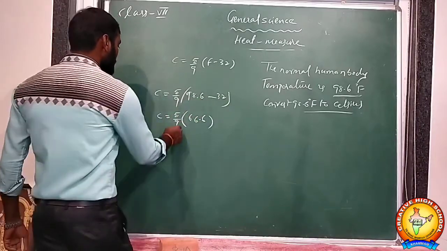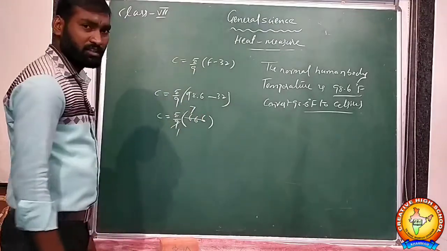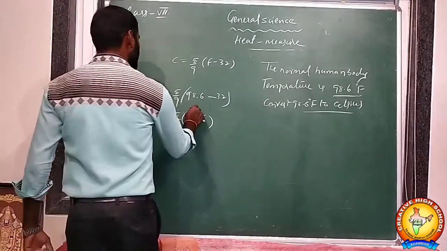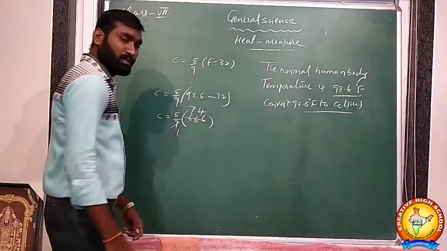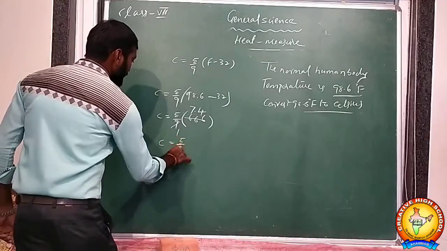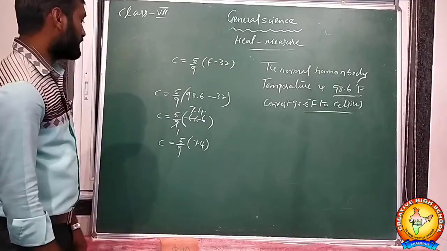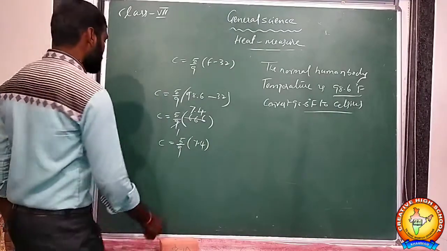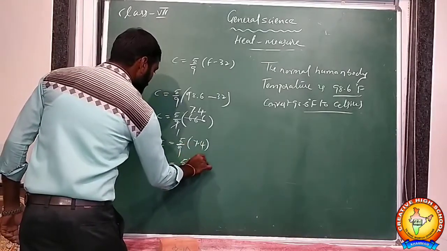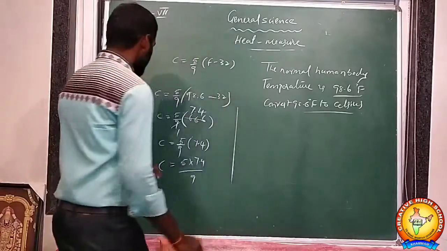Now cancel this: 9 ones are 9, 9 sevens are 63, and 9 fours are 36, giving 7.4. C is equal to 5 by 9 into 7.4. That is equal to 5 into 7.4 by 9.